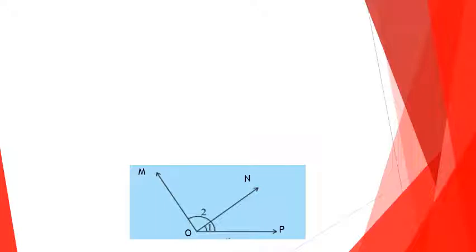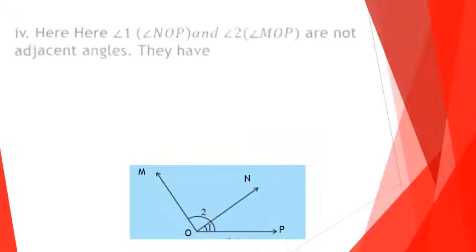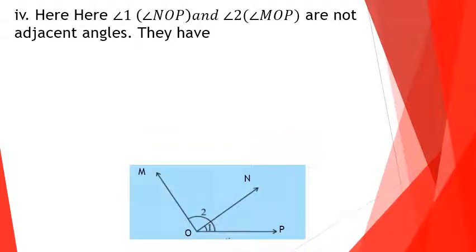Now we can check it with the conditions whether they are satisfying or not. The first one is they have a common vertex. Do angle 1 and angle 2 have a common vertex? Yes, they have a common vertex. Do they have the common arm?